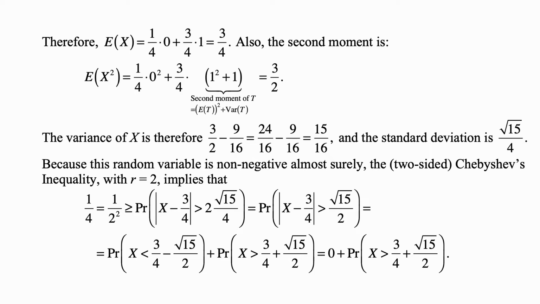Also, the second moment is E of X squared equals 1/4 times 0 squared plus 3/4 times, what's the second moment of T, of this exponential random variable? Well, its second moment is equal to the square of the first moment plus the variance, and an exponential with mean 1 has a variance of 1. So this is 1 squared plus 1, which is 2. 2 times 3/4 is equal to 3/2, and so E of X squared is 3/2.